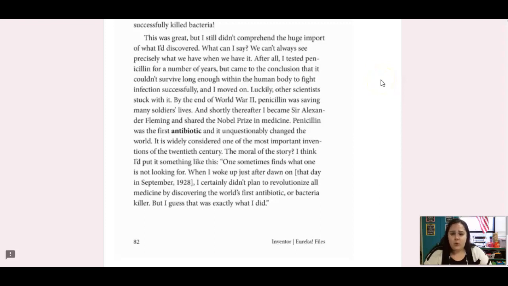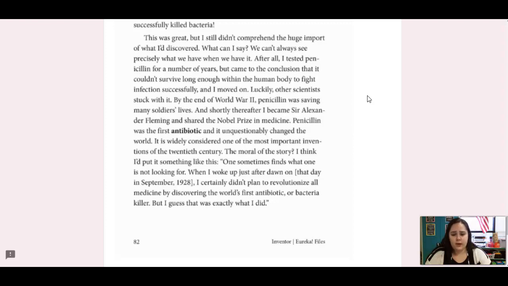This was great, but I still didn't comprehend the huge import of what I discovered. What can I say? We can't always see precisely what we have when we have it. After all, I tested penicillin for a number of years, but came to the conclusion that it couldn't survive long enough within the human body to fight infection successfully, and I moved on. Luckily, other scientists stuck with it, and by the end of World War II, penicillin was saving many soldiers' lives. And shortly thereafter, I became Sir Alexander Fleming and shared the Nobel Prize in Medicine. Penicillin was the first antibiotic, and it unquestionably changed the world. It is widely considered one of the most important inventions of the 20th century.